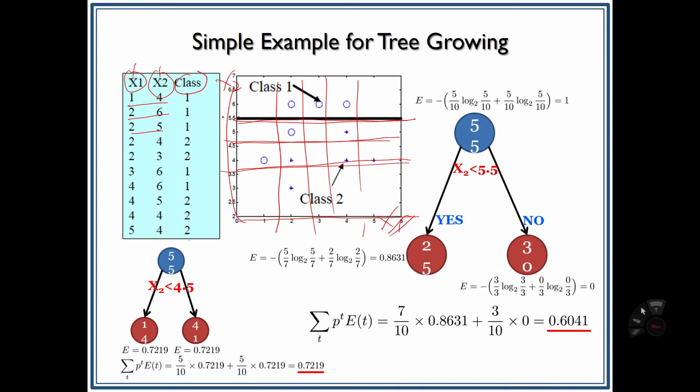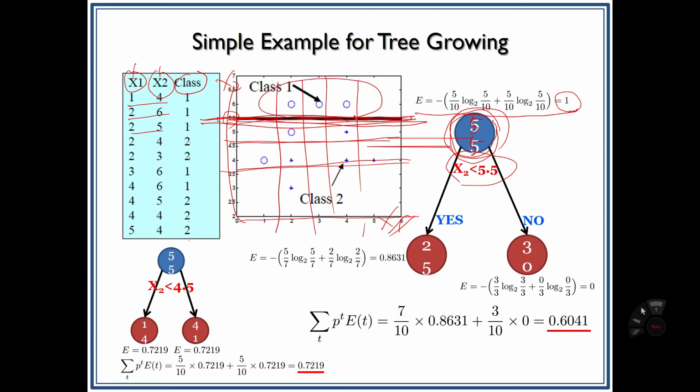So let us say that we split the data into two parts by this one. Then the yes/no question becomes: is x2 less than 5.5? In this root node, we have 5 class 1 objects and 5 class 2 objects. So the entropy of the root node is 1.